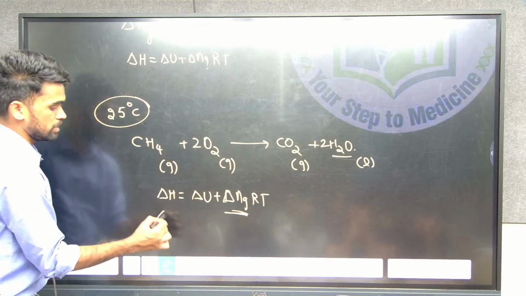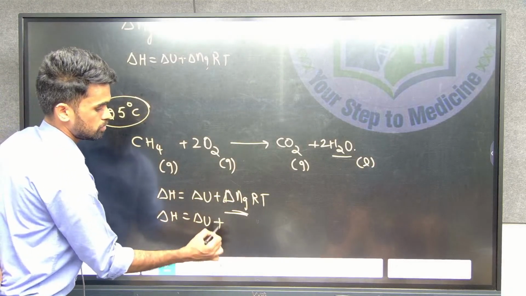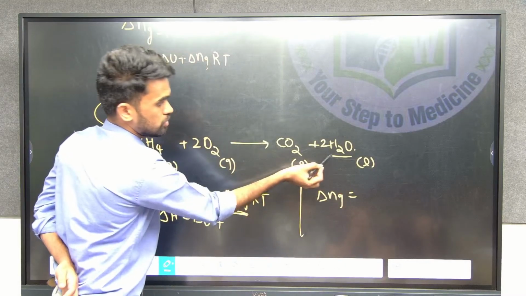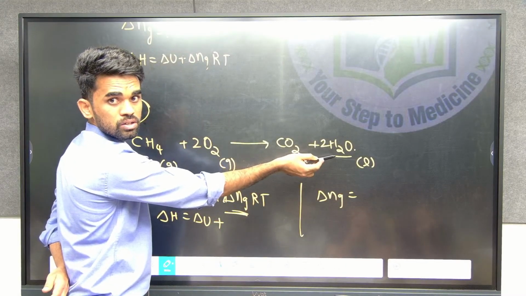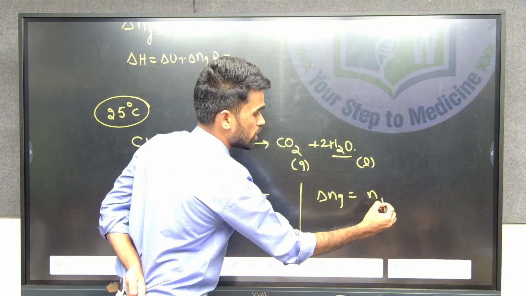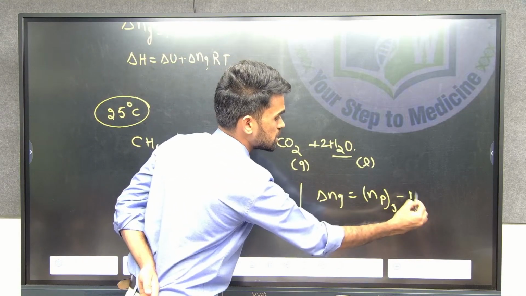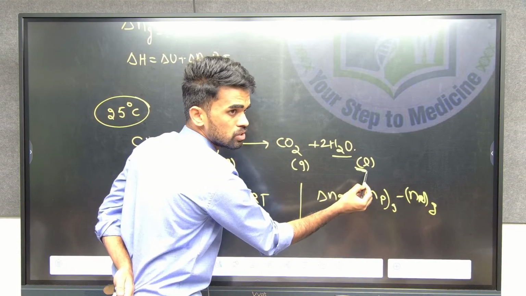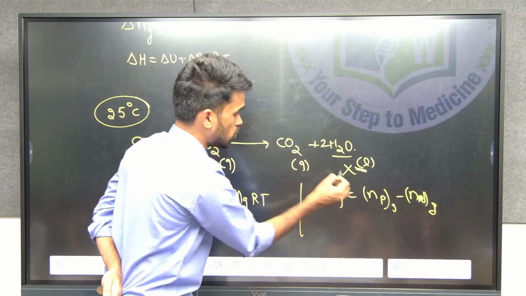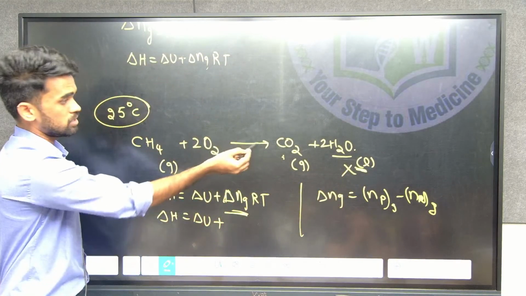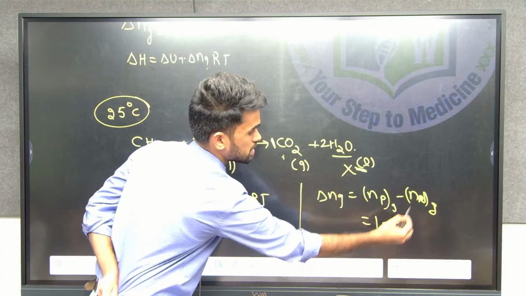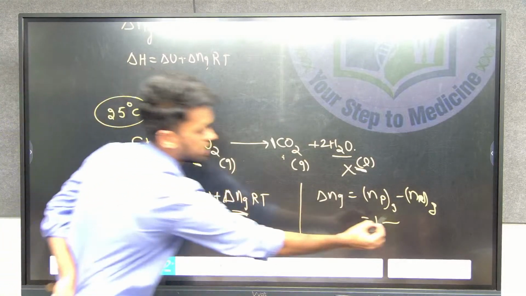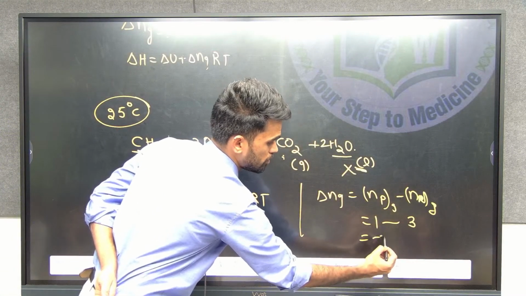So now tell me, delta H, delta U plus this one, delta Ng is how much? Should I consider this or not? What is the number of gaseous products minus the number of gaseous reactants? Is this a gas? No, so you should not consider this, only this one. How many are there? 1. Minus reactants are how many? This is gas, this is also gas, so take it 3. So it will be minus 2.